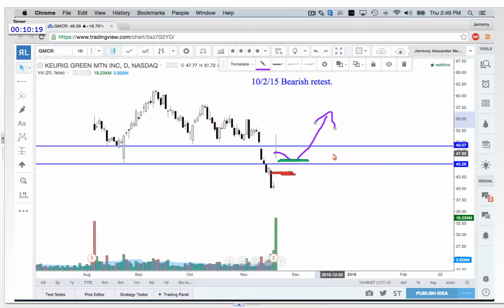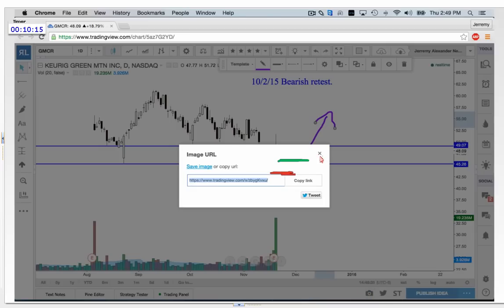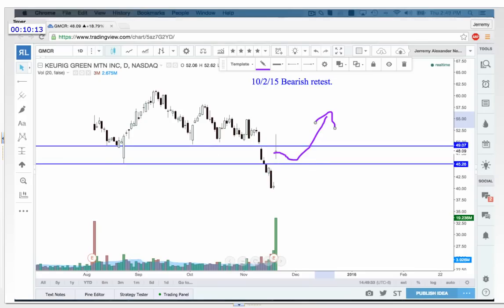That's just my thought on GMCR. In fact, whoever asked, I will copy and paste that chart. That's what I like about TradingView. You can get your very own link to this particular chart. Green Mountain Coffee Roasters. Boop, there you go. So you can save that chart, and you can keep an eye on it if you want to.